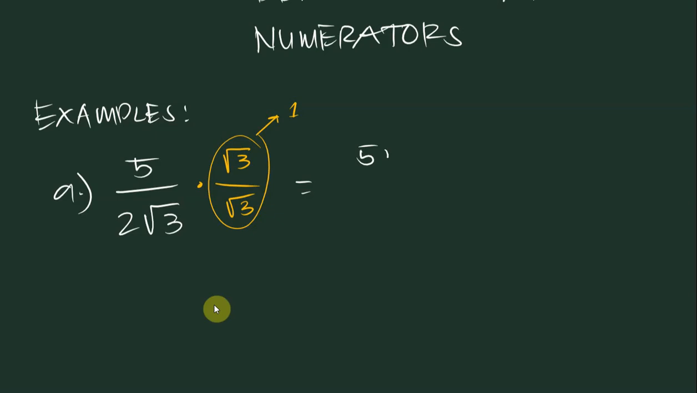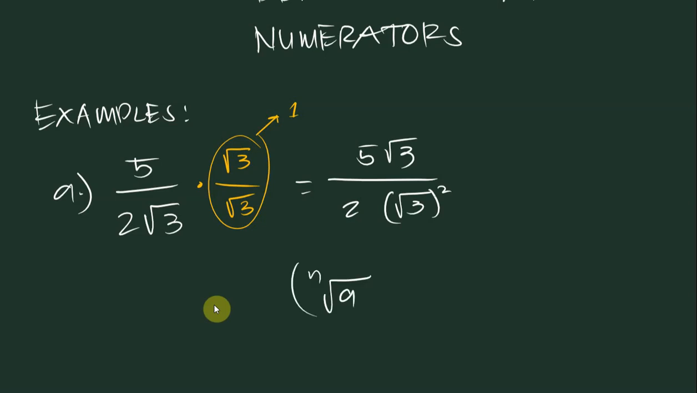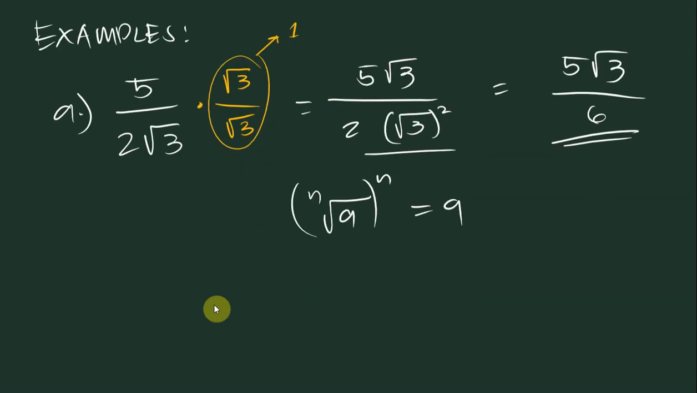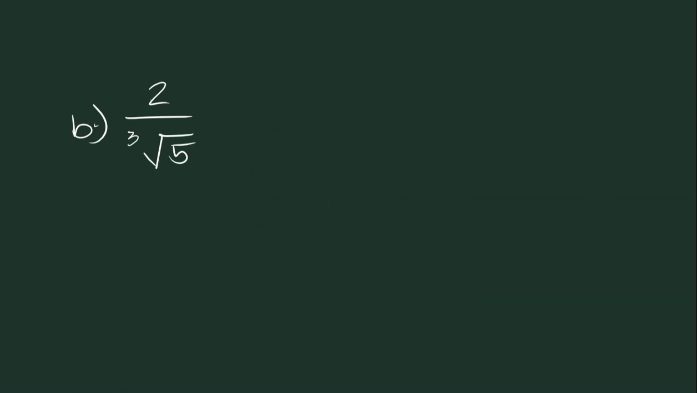So we will get 5 square root of 3. And then, if you take a look at the denominator, we will get 2 times square root of 3 squared, right? From the property of radicals, we have the nth root of a to the n, which will be equal to a. It's the same thing here. So our answer will be 5 square root of 3 over 2 times 3, which is 6. Okay, very awesome. Let's proceed to the next one.